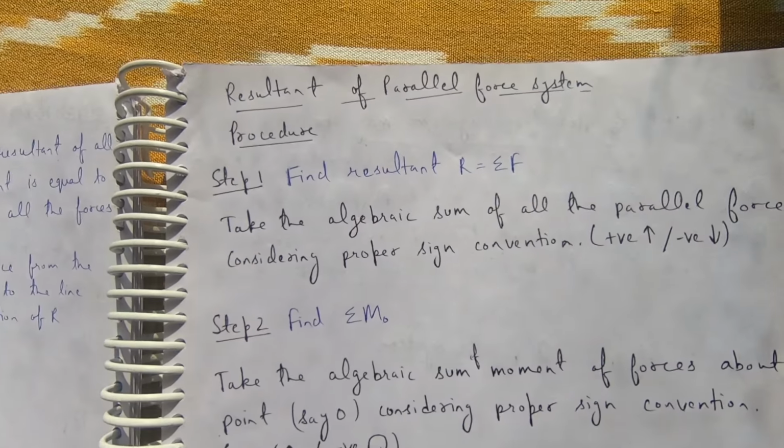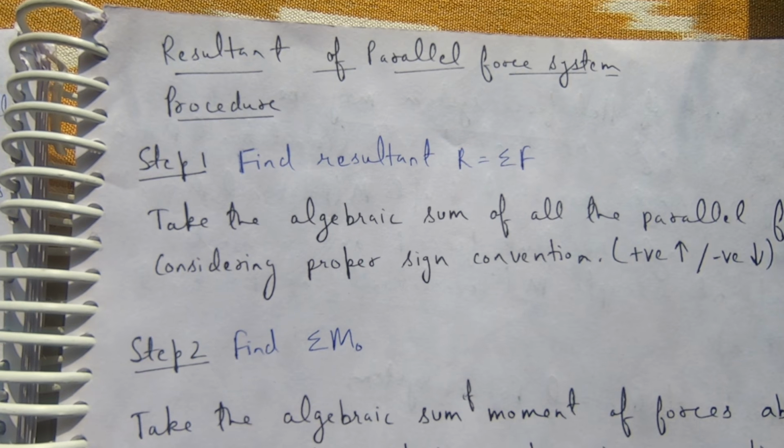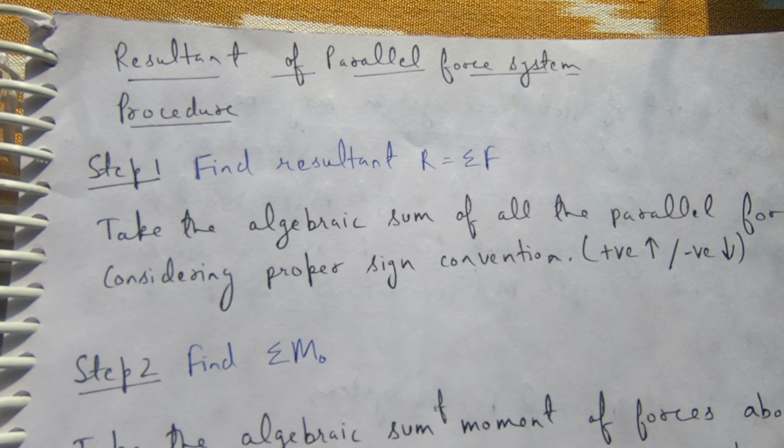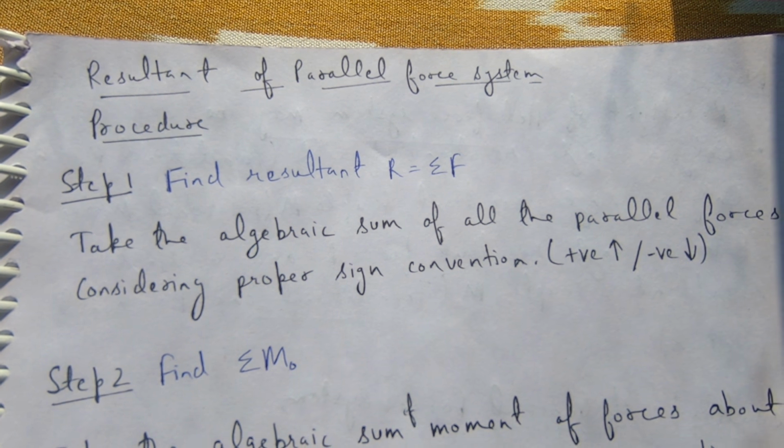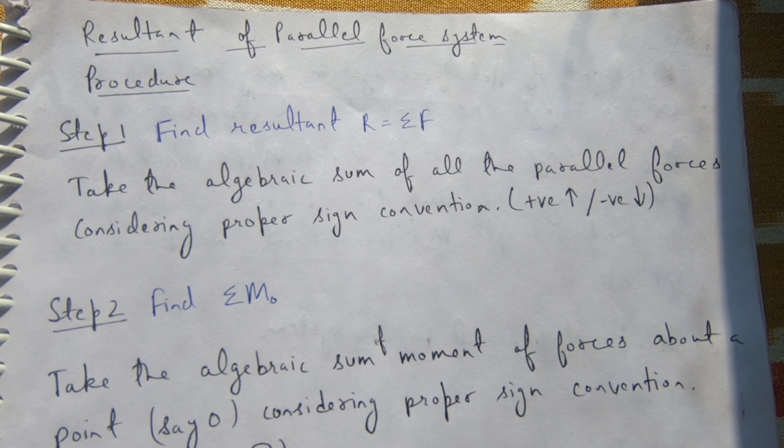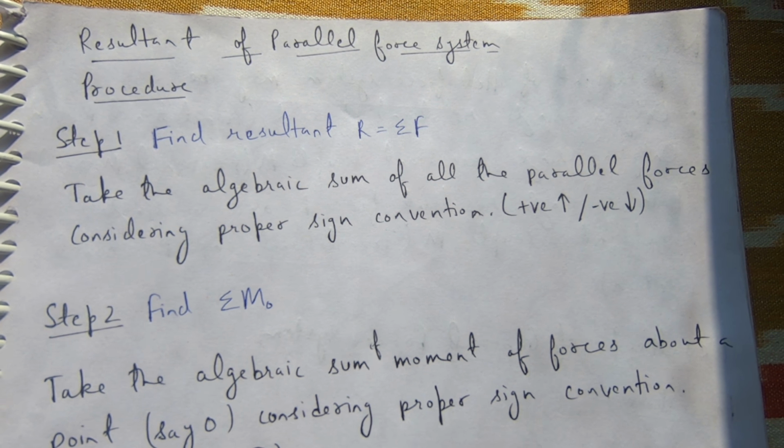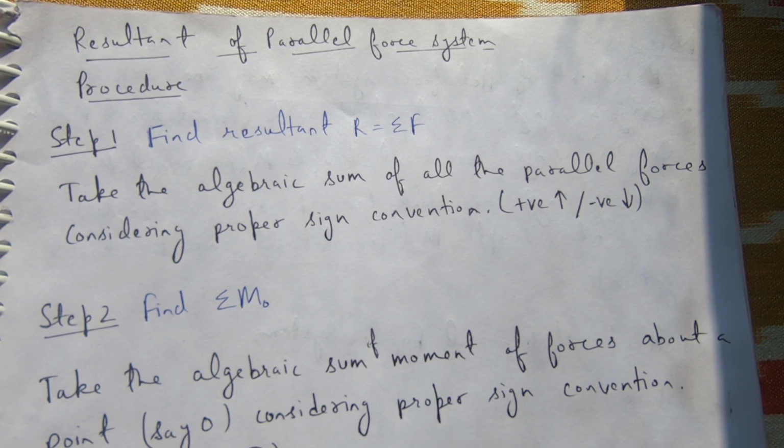Resultant of parallel force system. Procedure. Step 1: find resultant R, which is equal to summation F. Take the algebraic sum of all the parallel forces considering proper sign convention: upward positive and downward negative.